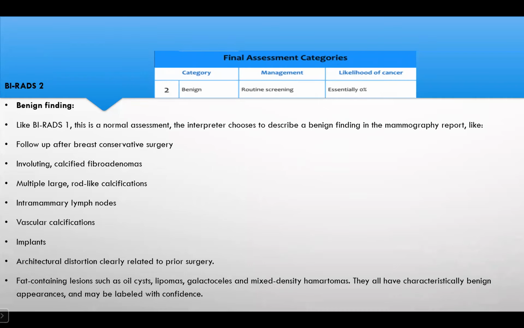BI-RADS 2, benign finding. Like BI-RADS 1, this is a normal assessment. The interpreter chooses to describe the benign finding in the report. This category is applied to follow-up after breast conservation surgery, involuting calcified fibroadenoma, multiple large rod-like calcifications, intramammary lymph node, vascular calcification, implant, architectural distortion clearly related to prior surgery, fat-containing lesions such as oil cyst, lipoma, galactocele, and mixed density hamartoma. They all have a characteristically benign appearance and may be labeled with confidence.